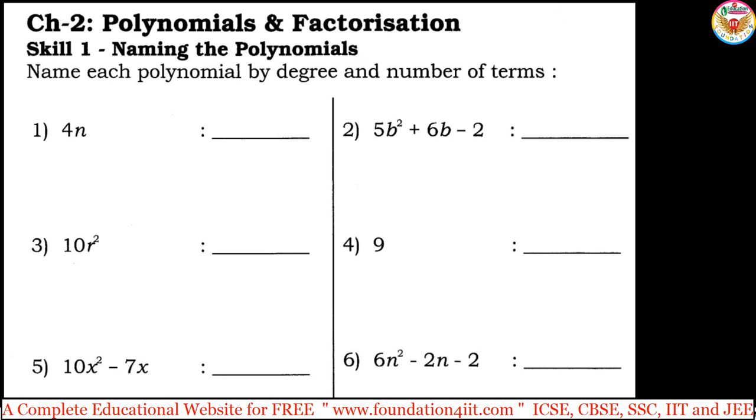From class 9, chapter 2 is polynomials and factorization. I'll explain the polynomials and factorization concept. Around 8 skills we have: complete knowledge about polynomials, types of polynomials, addition, subtraction as well as multiplication in the polynomial concept, and factorization with the formulas. All the basic skills required for class 9th in this chapter I'll explain.